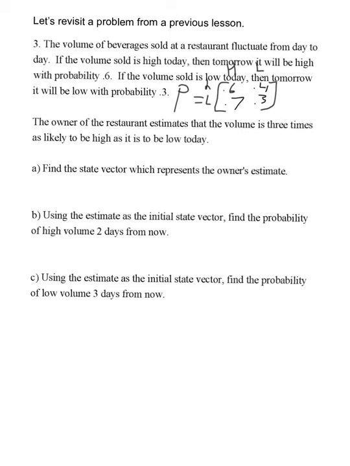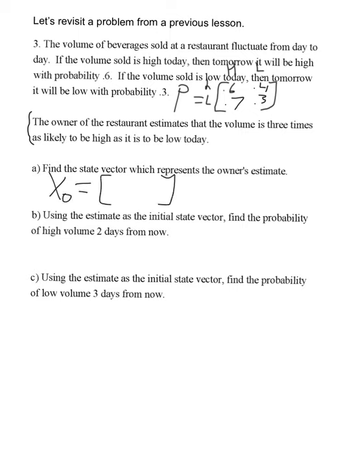So right above part A talks about our state vector. It says the owner of the restaurant estimates the volume is 3 times as likely to be high as it is to be low today. So my state vector, which is going to get a little more official here, we're going to call x sub 0.